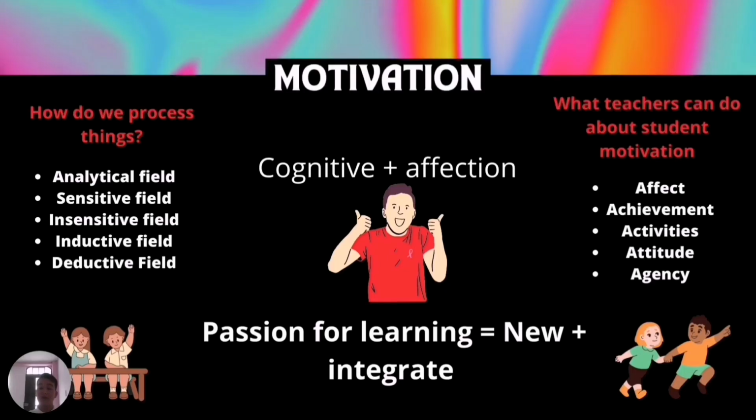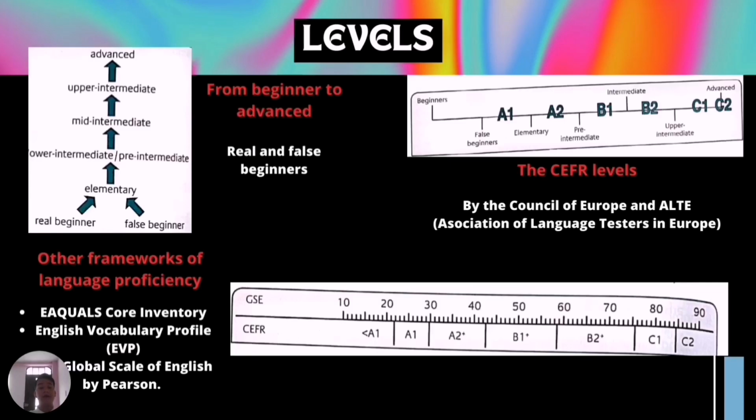So now, what can teachers do about student motivation? There are four main things. The first one, teachers need to create a vision of how this could affect and help them. The second, tasks must be created so that they can achieve their goals. The third one, activities should be relevant in order to increase motivation. The fourth, the teacher's attitude towards the class also influences the student's motivation, and agency is also a factor that affects that. Now I'm going to talk about levels.